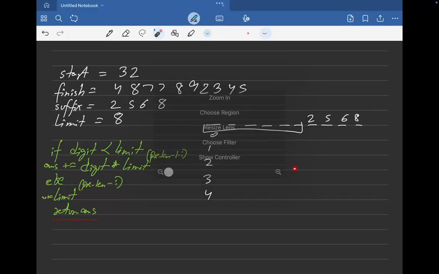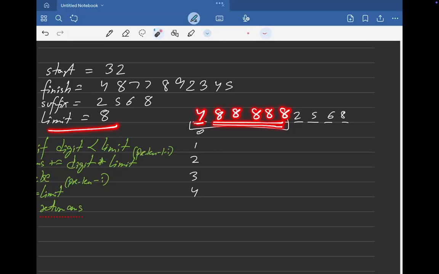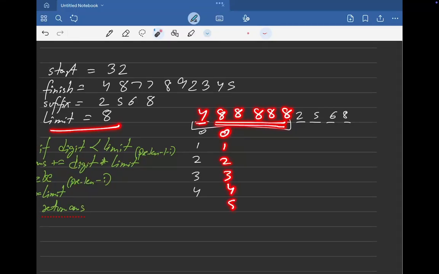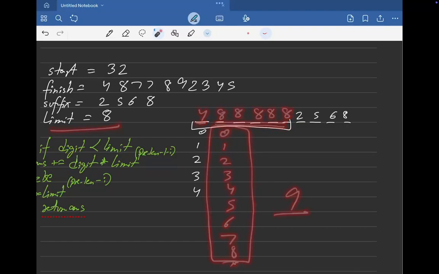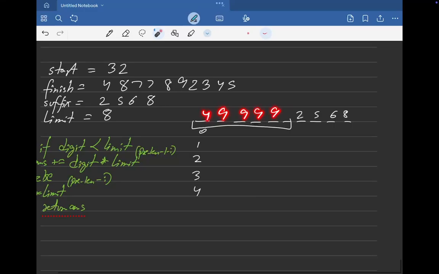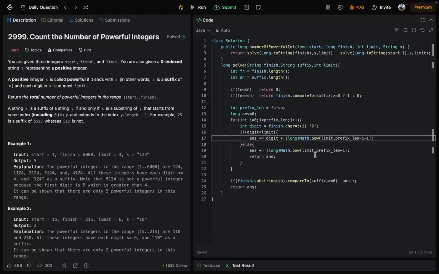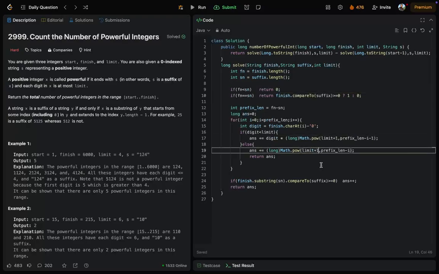So I can place 4 values here, and in the other blocks I can place 8 8 8 8 8. So 8 is placed 5 times, right? Since we have 5 remaining blocks, my limit is 8, but we can place 0 1 2 3 4 5 6 7 8. So we have 9 choices: 4, 9, 9, 9, 9 and 9. So this is 4 multiplied by 9 raised to power 5. So the first thing is this condition is not limit, this is limit plus 1. So this is the first mistake.